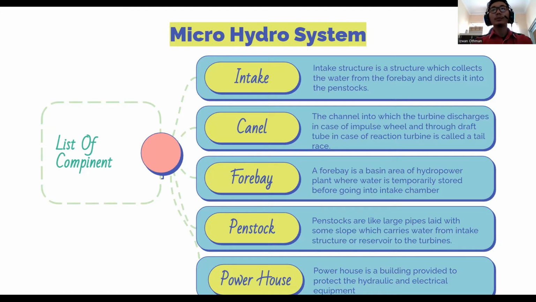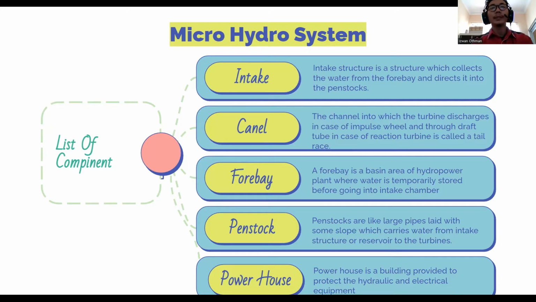The second component is the channel. The channel is into which the turbine discharges, in the case of an impulse turbine, with a draft tube. In the case of a reaction turbine, it is called a tailrace. The suction pipe of the draft tube is a tube fitted to all reaction turbines on the outlet side.